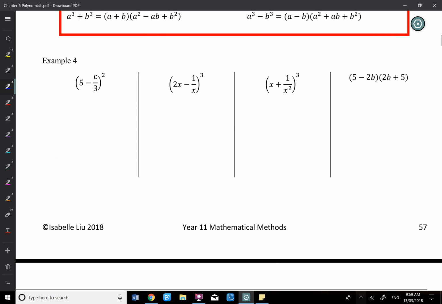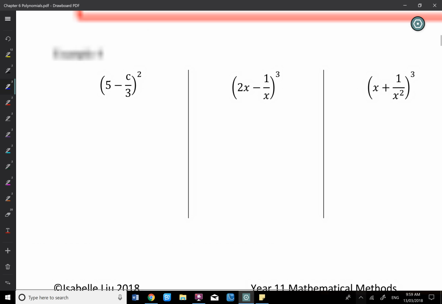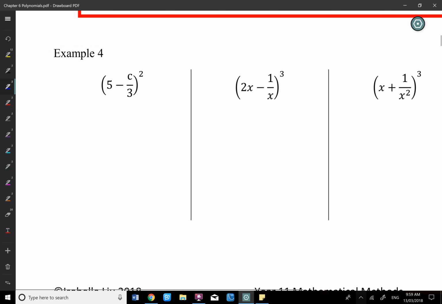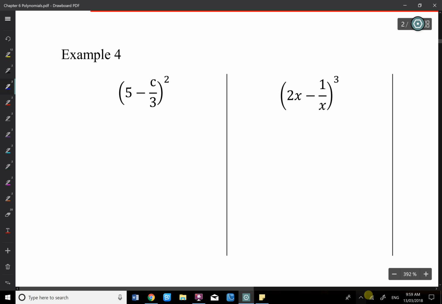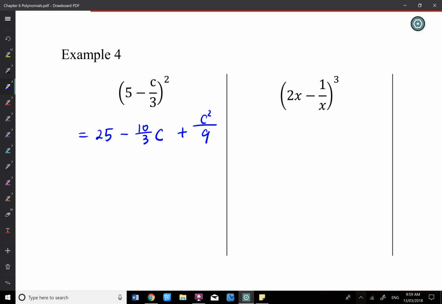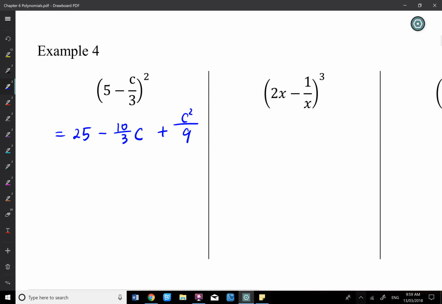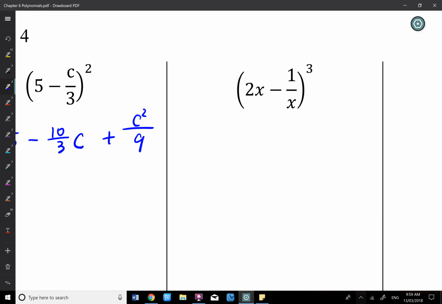All right, so let's quickly expand this. So 5 minus c over 3 squared, that's 25 minus 10 over 3 c plus c squared over 9. A squared minus 2ab plus b squared. Square is easy. Let's have a look at the cubic.